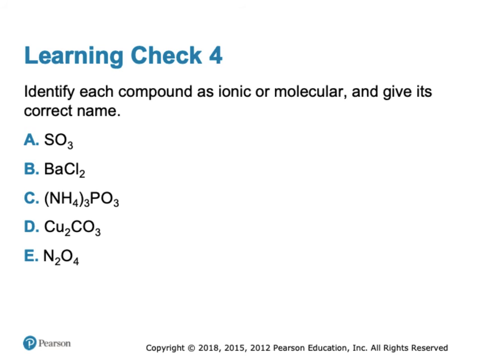So let's do a learning check. Identify each compound as ionic or molecular and give its correct name. Pause your video and answer the questions. So this first compound is molecular. We have SO3. This is sulfur trioxide. I want to point out it is not sulfite. If it had a charge, then it would be sulfite.